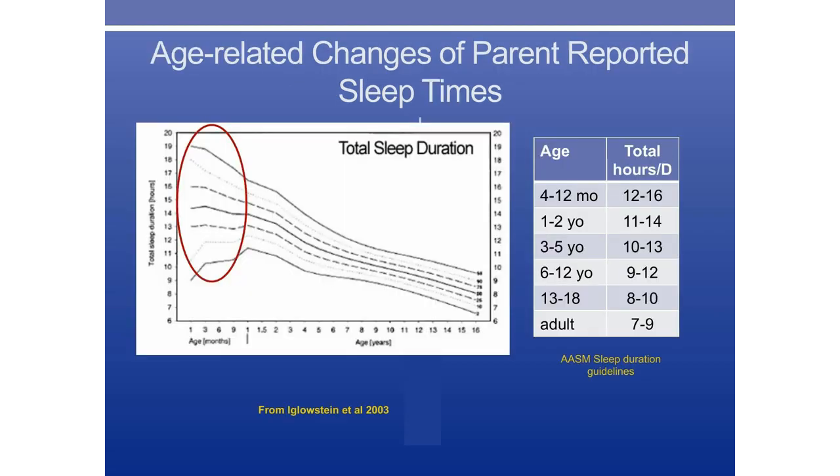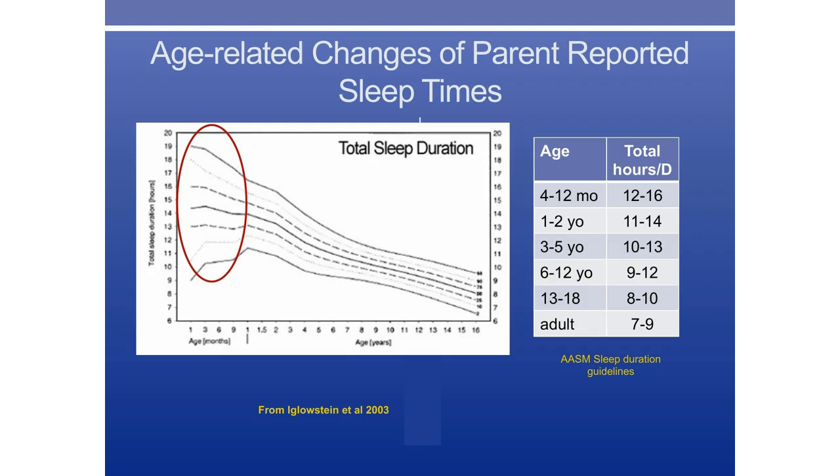I'll start with normal sleep. Usually the sleep times that are required for and regarded as normal sleep are on this slide, and I'm not sure whether you can see my arrow on the first graph. The normal sleep duration over a 24-hour day, which includes nighttime and daytime sleep like naps, is represented with age on the x-axis from newborn to adulthood, and time on the y-axis.